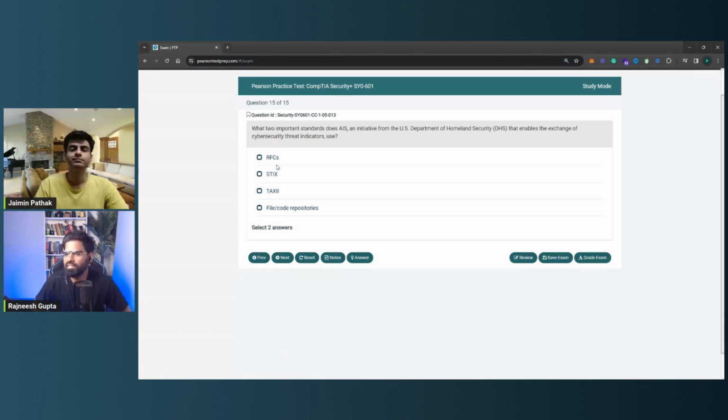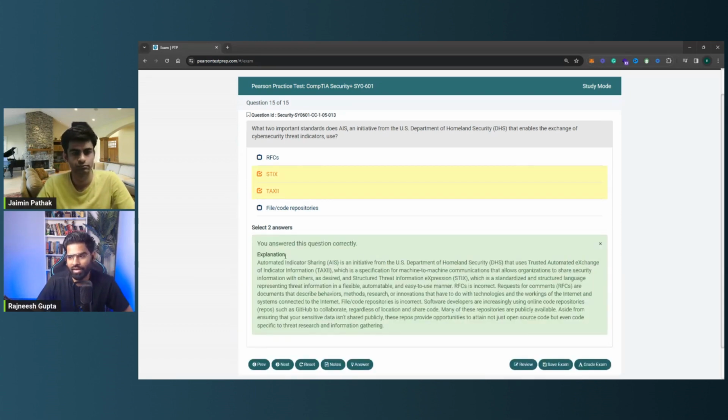What two important standards does AIS, an initiative of the US Department of Homeland Security, DHS, that enables the exchange of cybersecurity threat indicators, use? Well, it's the combination of both. It's both STIX and TAXII. STIX creates the flow. TAXII allows the exchange. So it has to be the right answer.